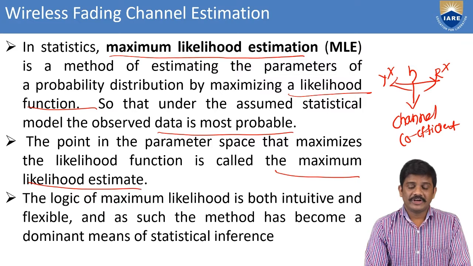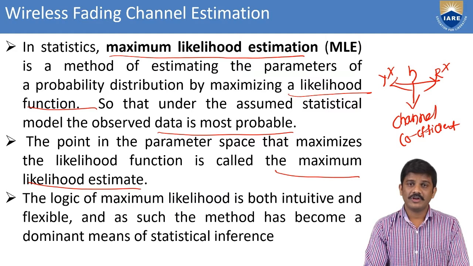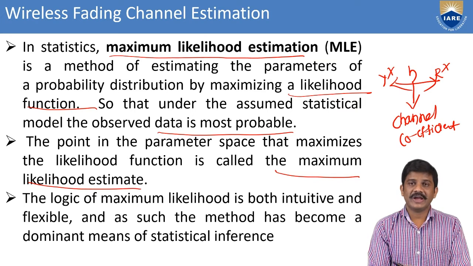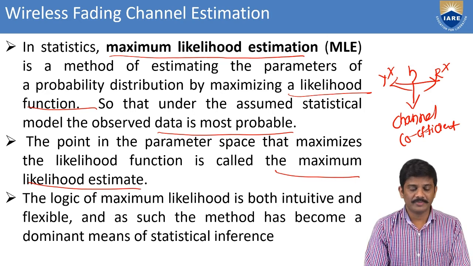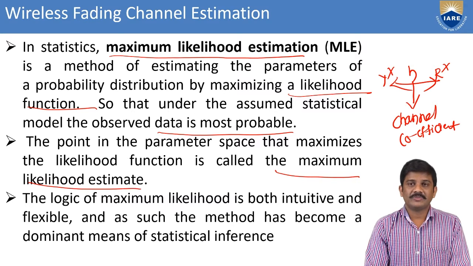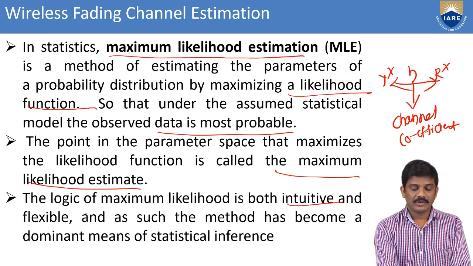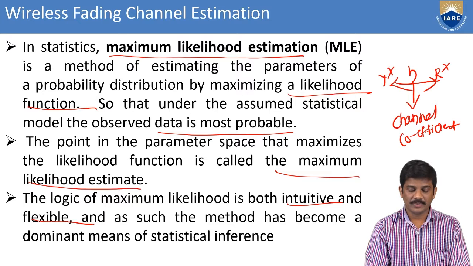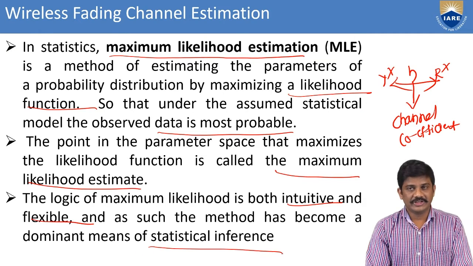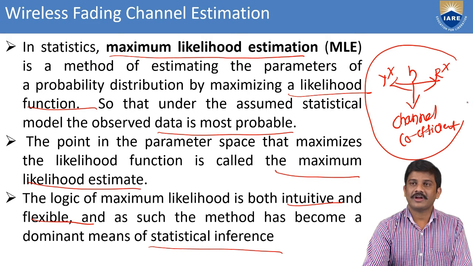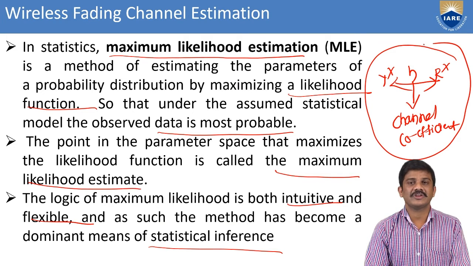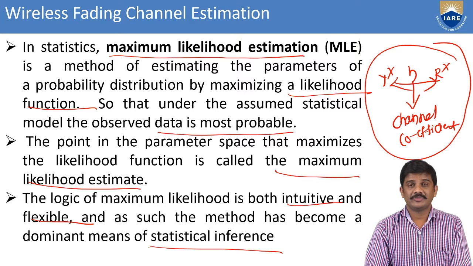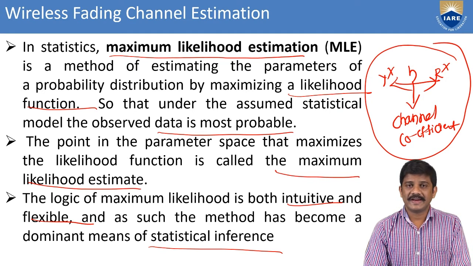Whenever it maximizes the likelihood function, that is called maximum likelihood estimation. The logic of maximum likelihood is both intuitive and flexible, and as such the method has become a dominant means of statistical inference. We can concentrate on these parameters in the transmitter section and receiver section. Here we have the transmitted symbols and received symbols, and in between the transmitter and receiver we have to find the channel estimation.